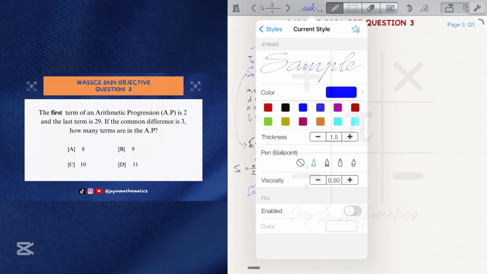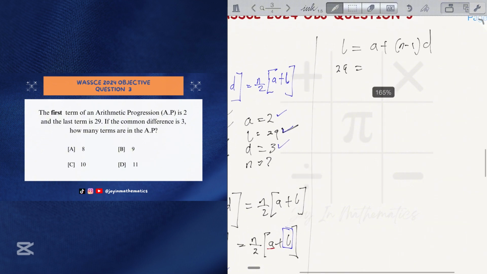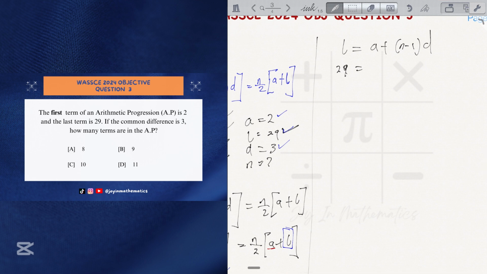So let's move a bit further and simplify the value of n. We are using l is equal to a plus n minus 1 d, where l is the last term. So let's substitute our values. l is equal to 29 in the question. We have a to be equal to 2. Similarly, we have n, what we are looking for, minus 1, and the common difference is equal to 3.